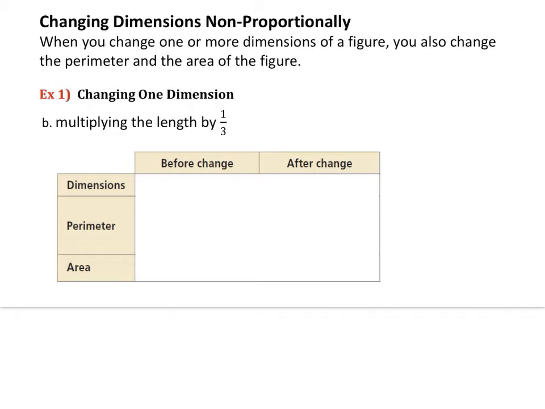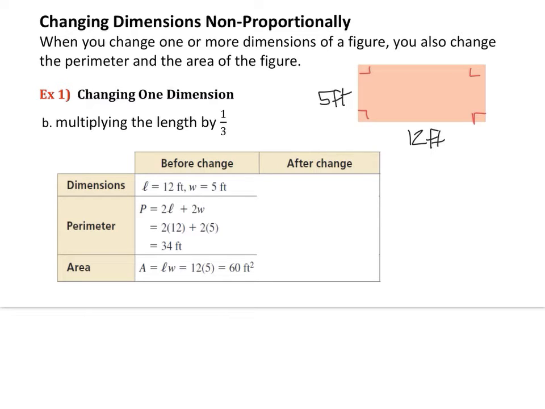All right, so let's change the length by 1/3. Multiply the length by 1/3. So now we're dealing with a fraction. So before the change, do all your calculations. I had to take a quick moment to sketch in the rectangle that I completely forgot to include on my video here. So we're dealing with a rectangle. We're multiplying the length by 1/3. Here we go. All right, the length is 12 feet. The width is 5 feet.